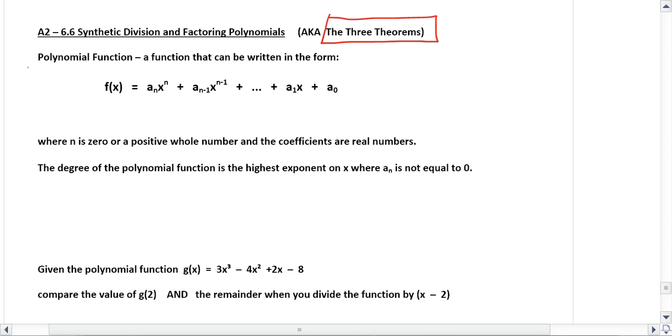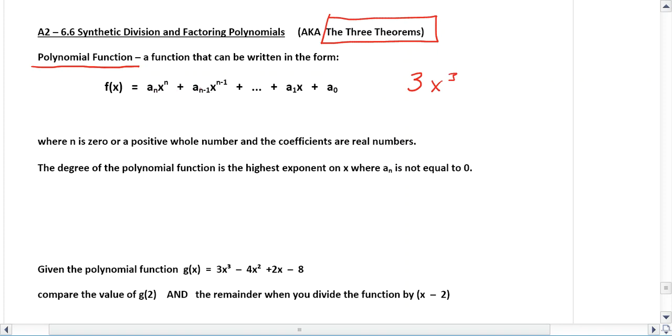First, let's look at a very mathematical definition of a polynomial. It can be written in the form where a to the n is just a coefficient of the n term. Don't let this definition scare you. If I go down here and look at this g of x, in this example, a of n is 3, and the first n is a third. So that's just the first term.